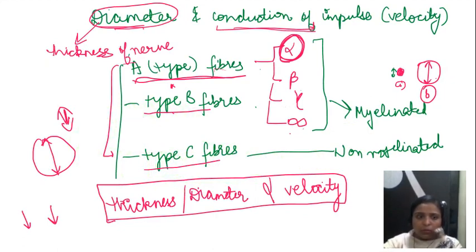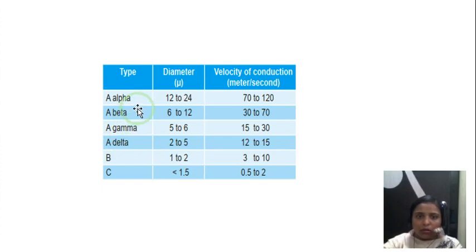Now let me show you one thing, these are the diameters. You don't have to learn this, but you can compare it. Type A alpha fiber has the largest diameter of 24 microns, type A beta fiber has 12 microns, type A gamma fiber has 5 to 6 microns, type A delta has 5 microns, type B is 1 to 2, and type C is less than 1.5, right?